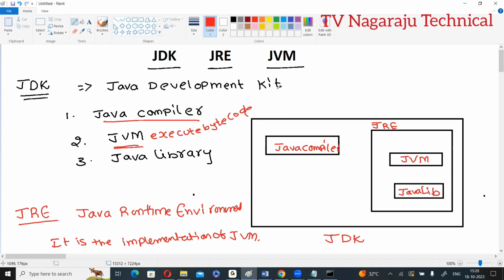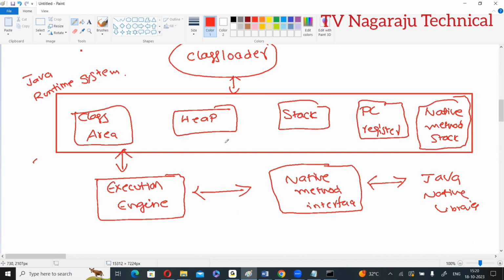Anyway, the main important thing here is this JVM. In the next sessions we will discuss the complete architecture of JVM.